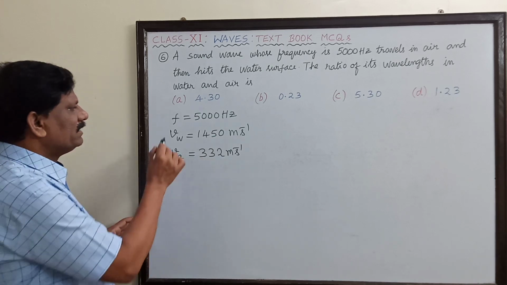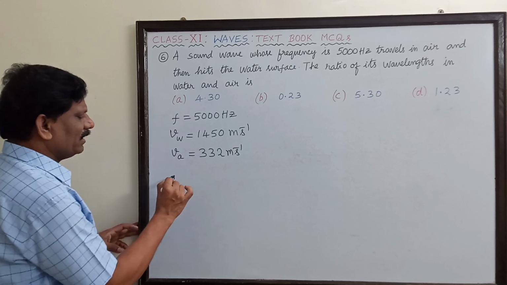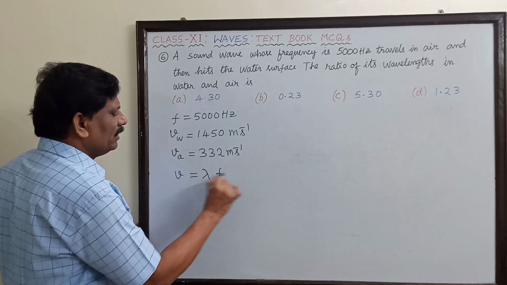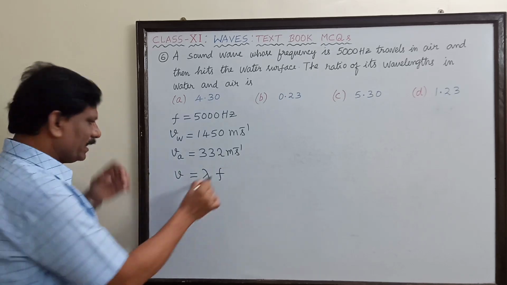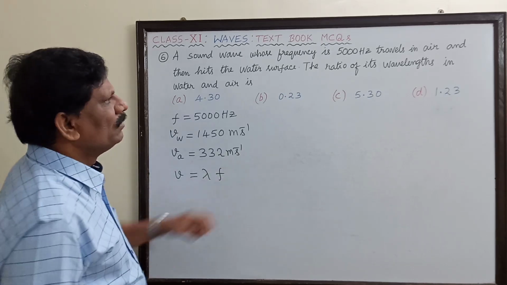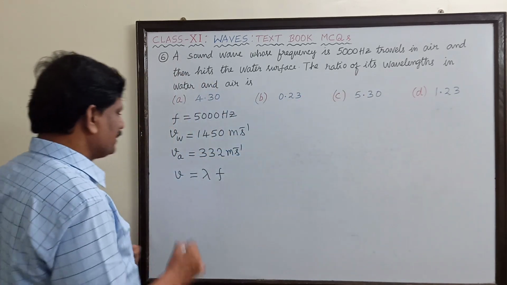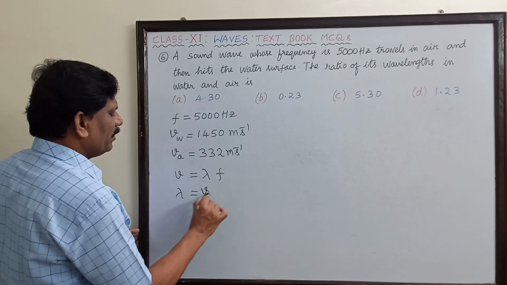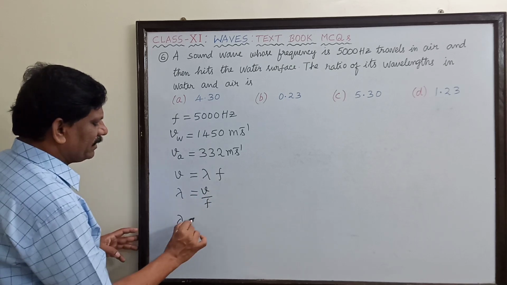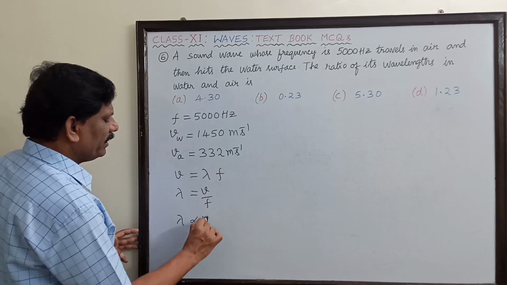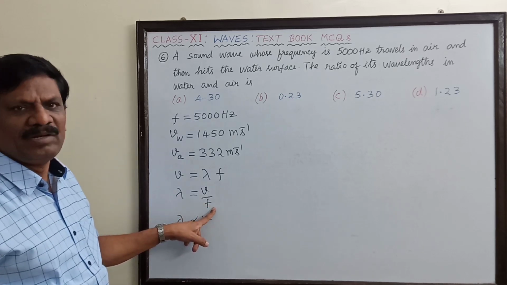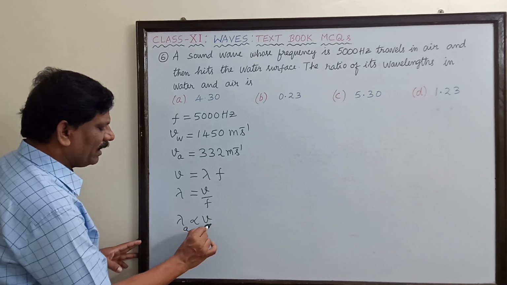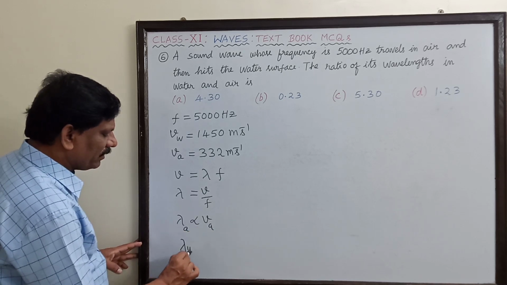Okay. Now the general expression. What is the general expression? V is equal to lambda into F. Is it not? V is equal to lambda into F. Now the ratio of its wavelength is asked. So here lambda is equal to V by F, or lambda is proportional to V, because F is the same in both the medium. So lambda is proportional to V in air as well as in water.